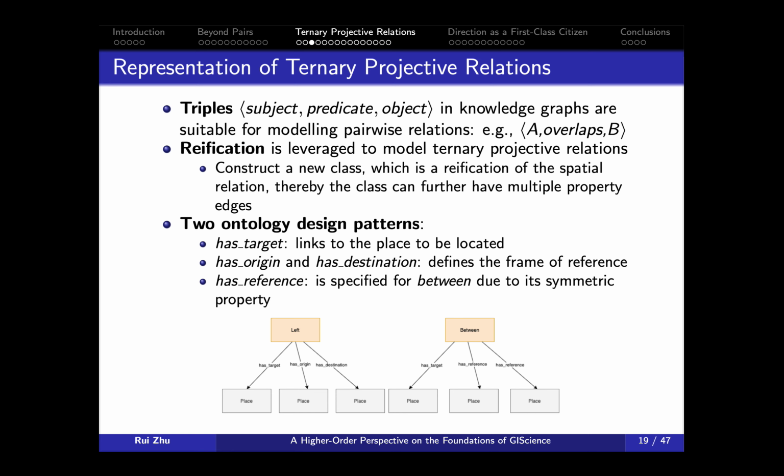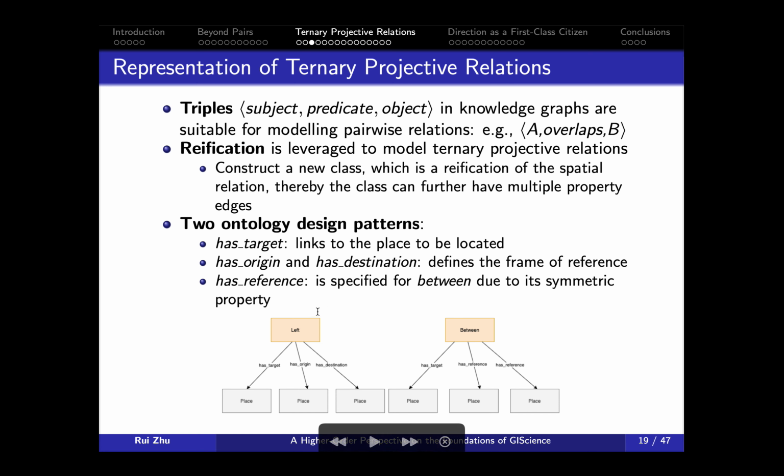Knowledge graphs have been studied for representing binary spatial relations in the form of subject, predicate, and object. One example is like A overlaps B. In order to use the same framework to represent the ternary relations, here we use the concept of reification. Specifically, we construct a new class for each ternary relation. By doing so, the relation class can have multiple property edges representing the different roles of each involved entity or place here. As a result, we proposed 2 ontology design patterns.